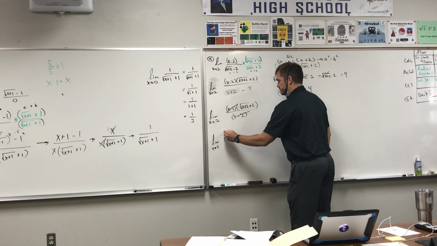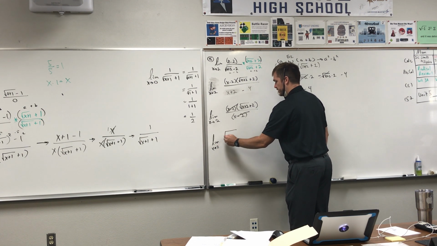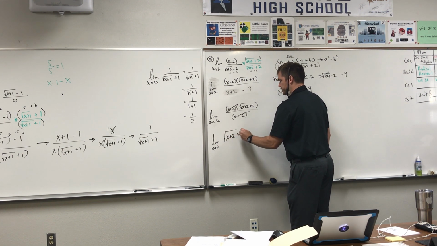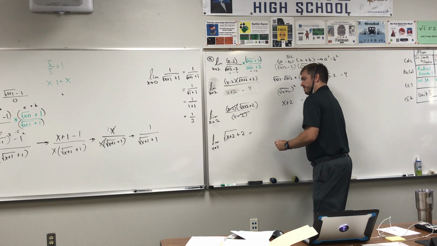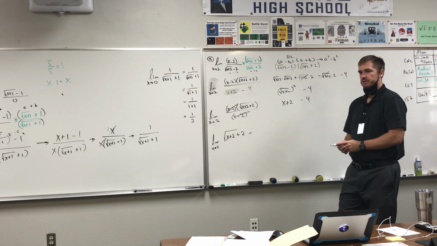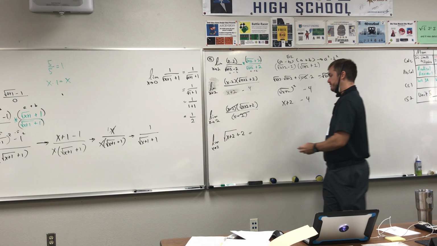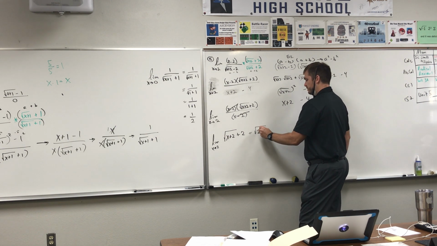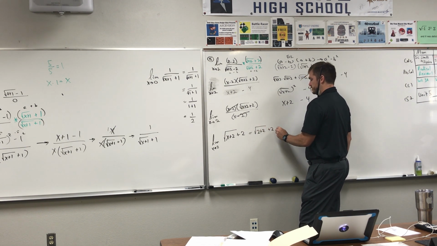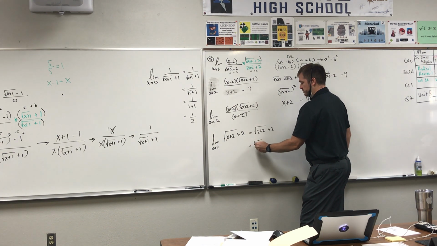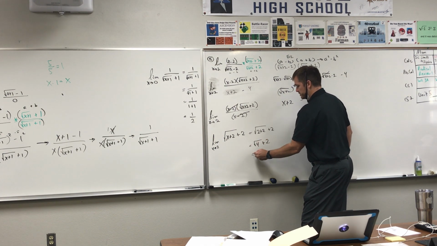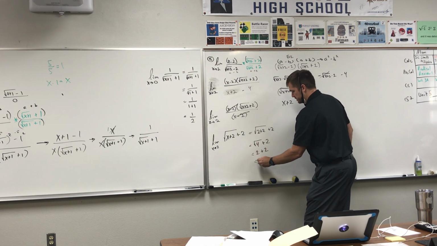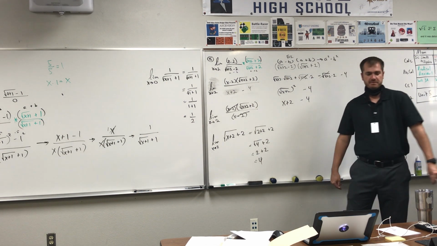So we have the limit as x approaches 2 of the square root of x plus 2, plus 2. Now, will direct substitution work on this? You betcha. Square root of 2 plus 2, plus 2. So that's the square root of 4 plus 2. So that's 2 plus 2, which is 4.